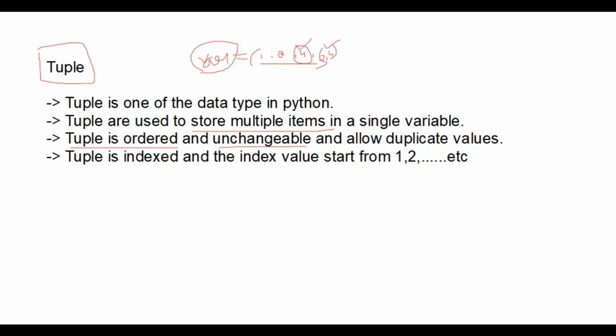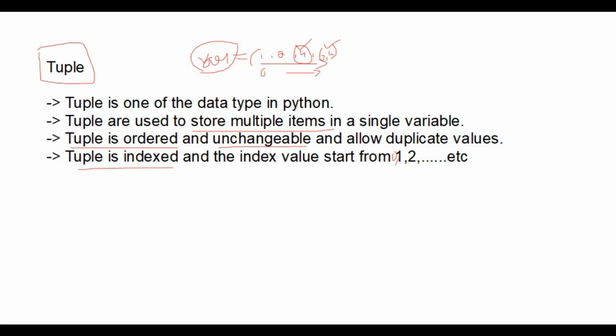This is allowed in tuples. Duplicates are allowed. And tuple is indexed. What is the meaning of indexed? So the index value starts from 0, 1, 2, and etc. So the index value will start from 0, 1, 2, and it keeps on going. So like we will be having index for each and every element in the tuple.